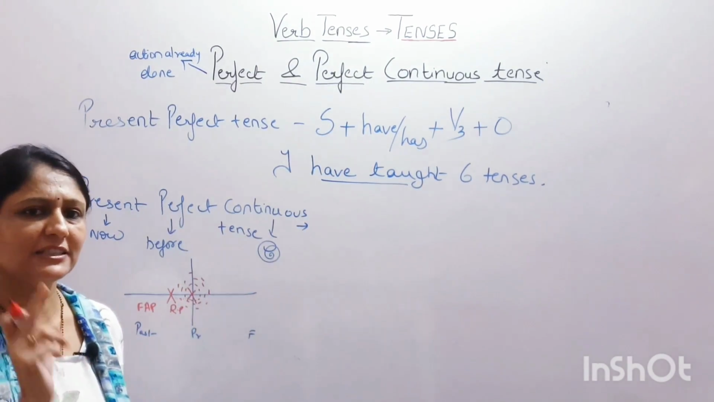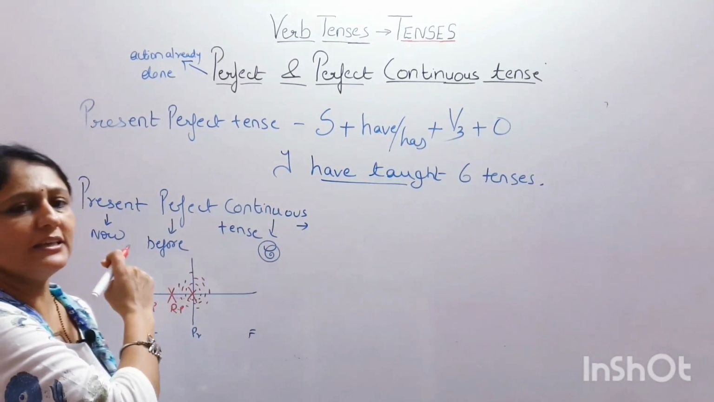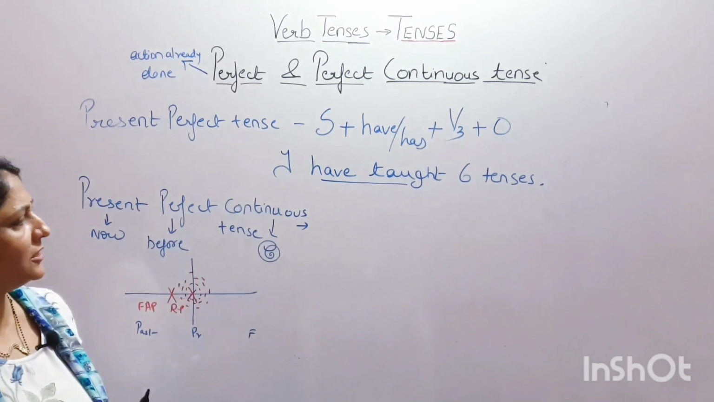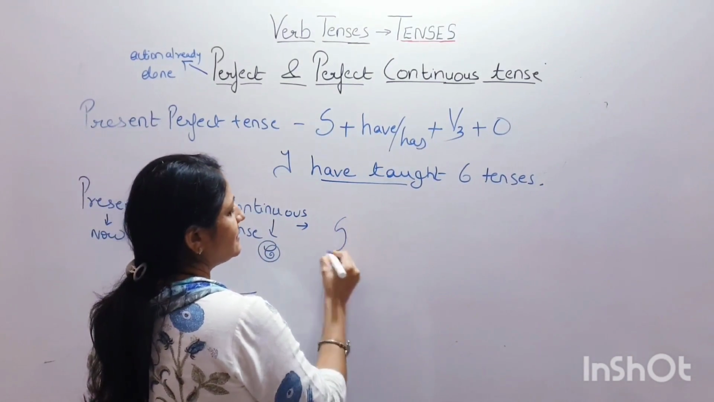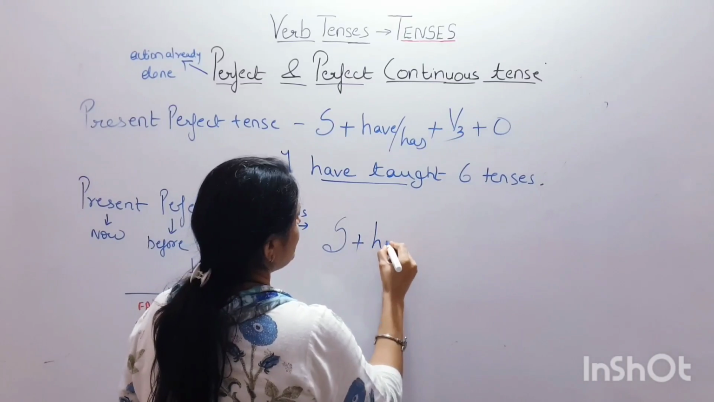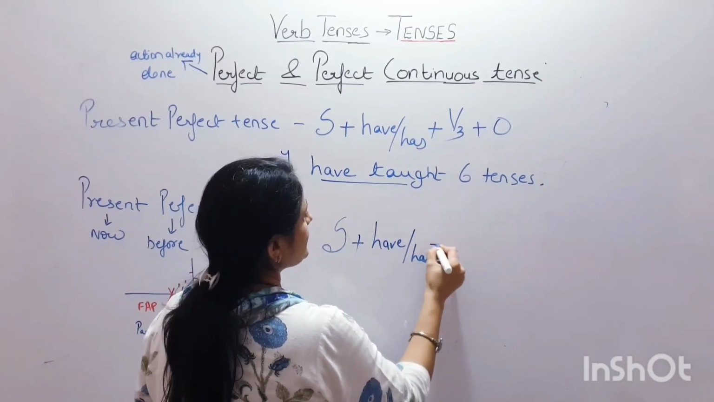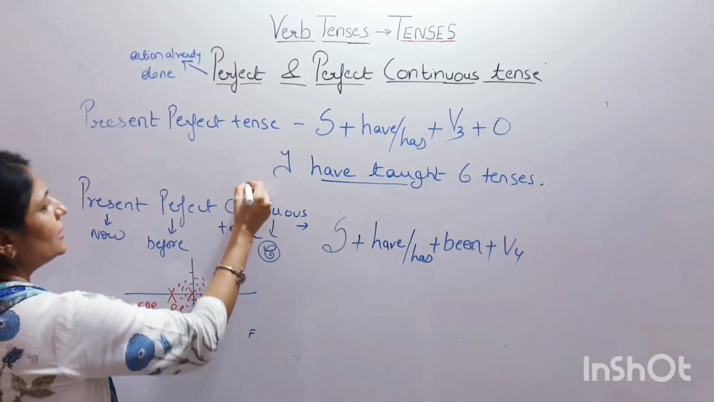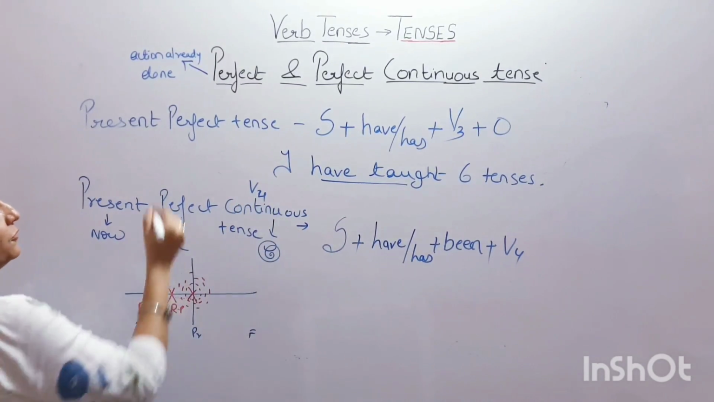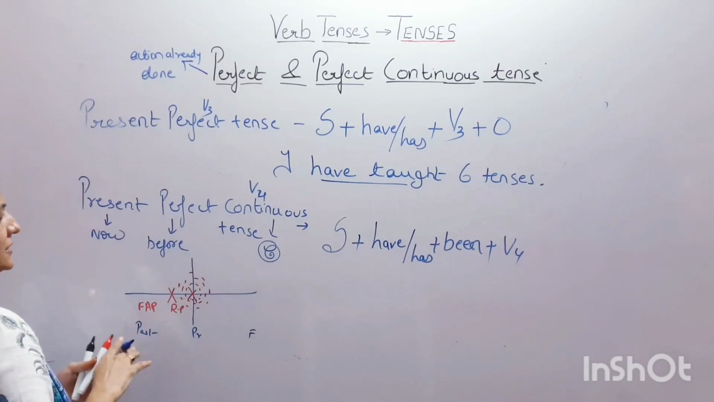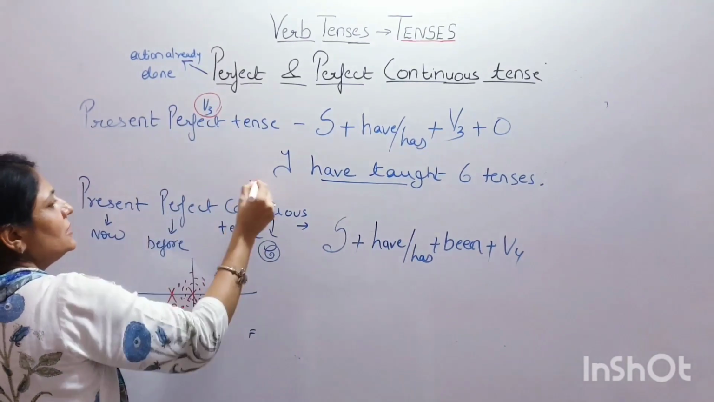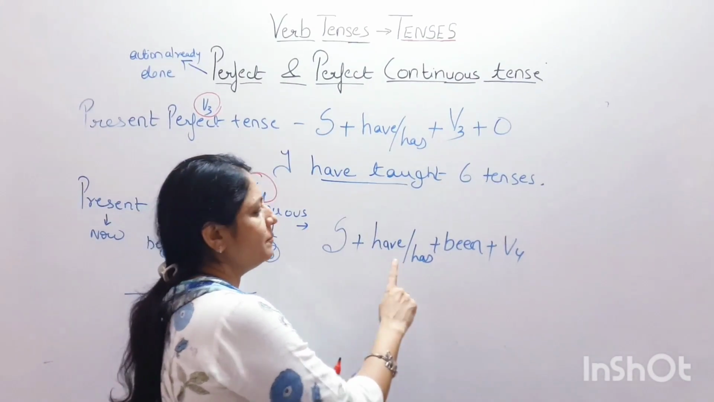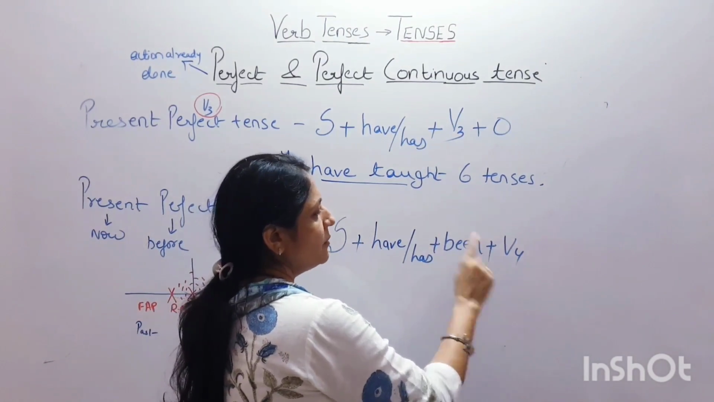An action that started at a point of time in the past is continuing till now and is still going on. So let's see the formula for this tense. The formula for this tense is subject plus have or has plus been plus V4. All the continuous tenses take the verb form V4, whereas all the perfect tenses take the verb form V3. This you just need to memorize as a tip for learning tenses. So subject plus have been or has been plus V4.